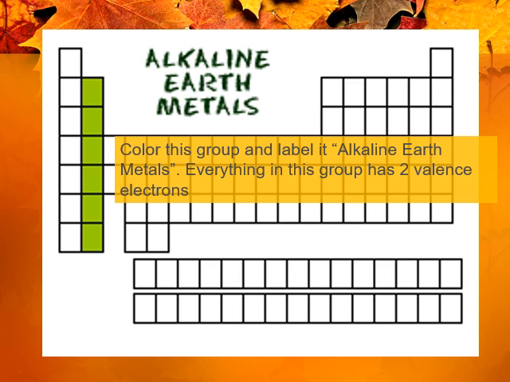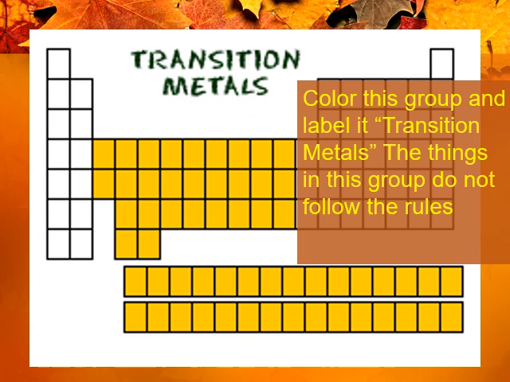Alkali metals are our group 1. Next, group 2 are the alkaline earth metals. Alkaline earth metals. Everything here has 2 valence electrons. They are going to lose those valence electrons when they have a chemical reaction.